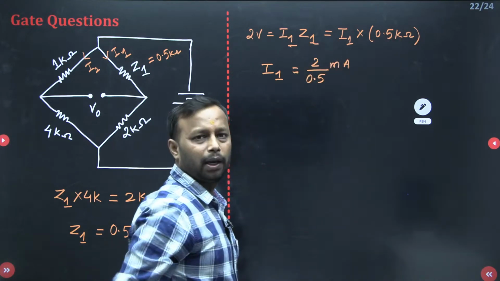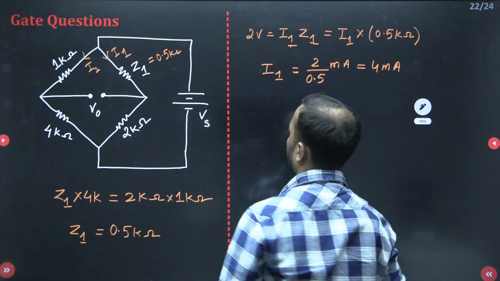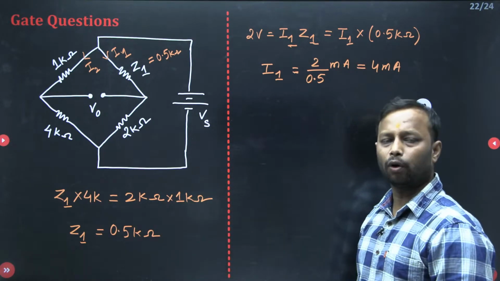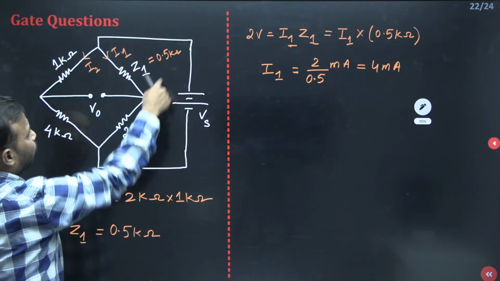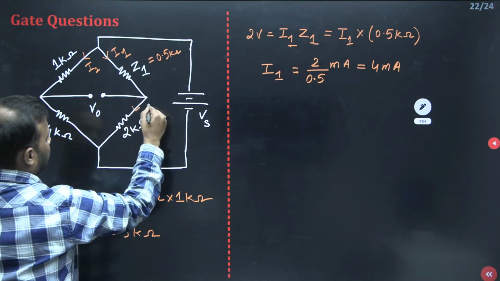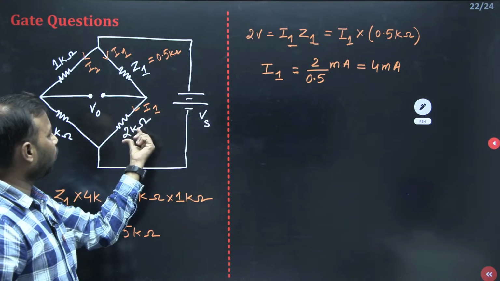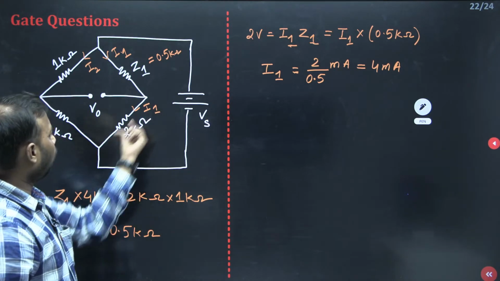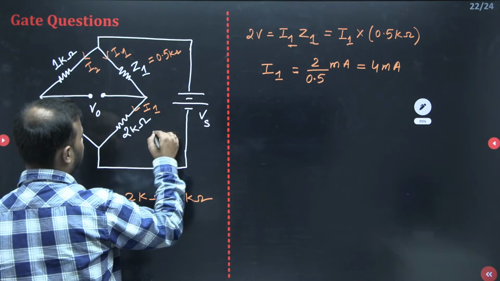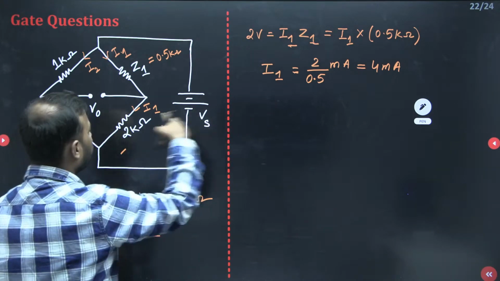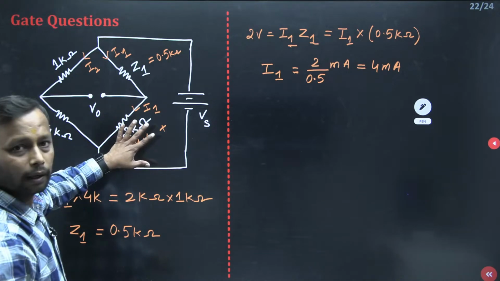Kilo will go to milli, or it will become milli. So this is equal to 4 milliampere. Now if you see carefully, the same current I1 is flowing here, so that is 4 milliampere, and here you are having 2 kilo ohm. Then what is the voltage drop here, my friend? Voltage drop here will be 4 milliampere into 2, which is equal to 8 volt. Here it is 8 volt.